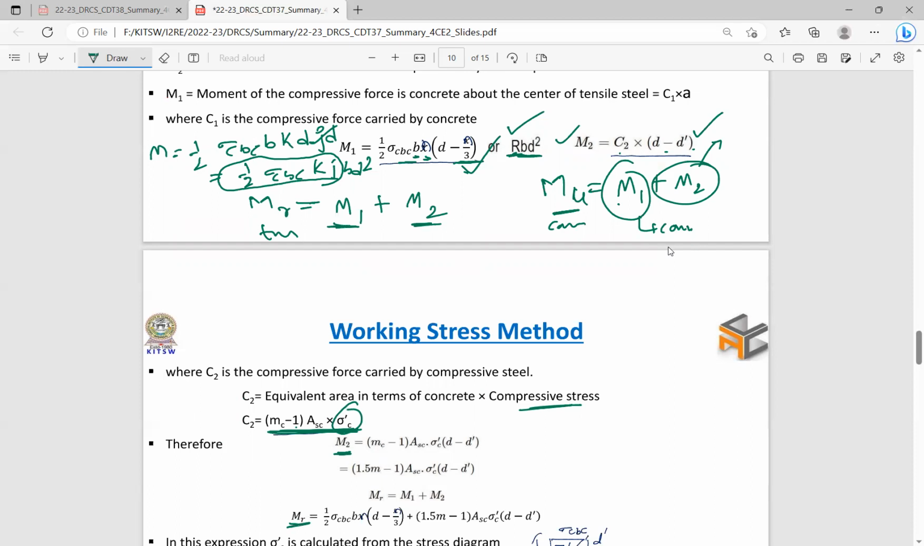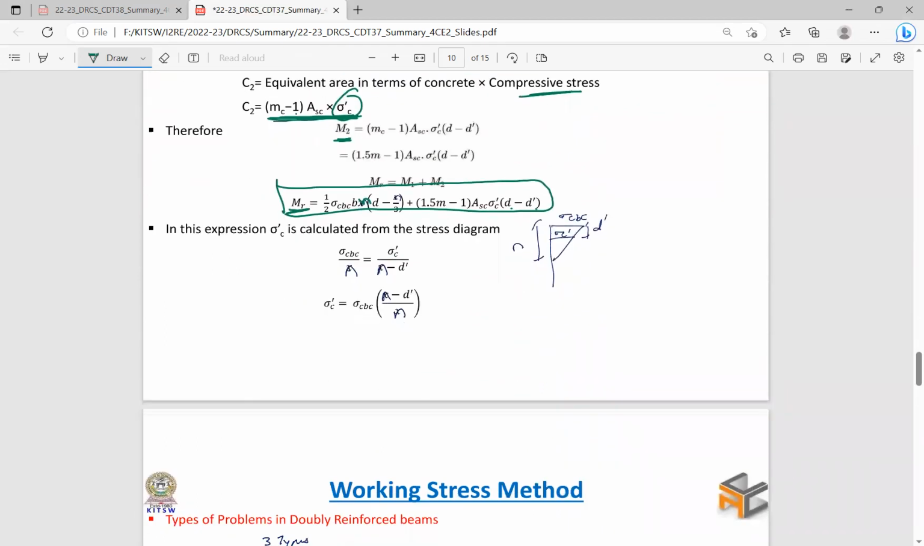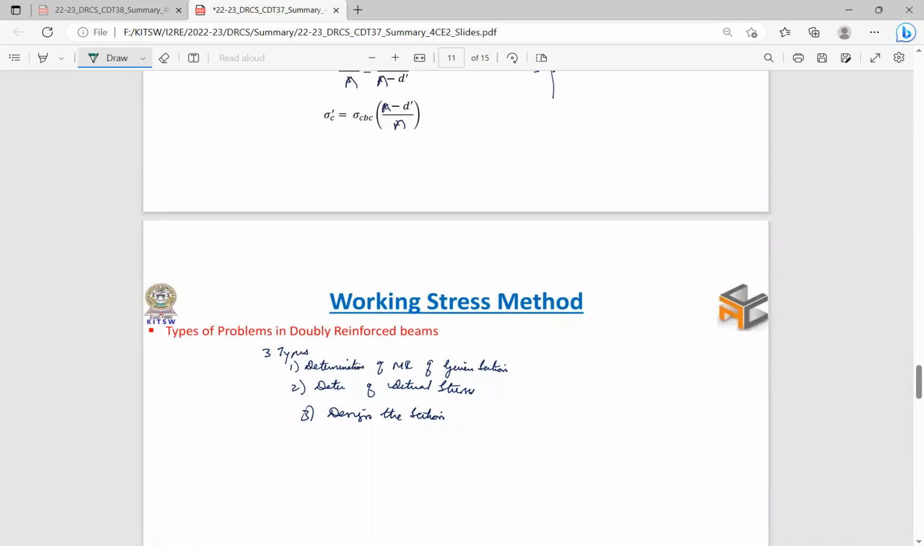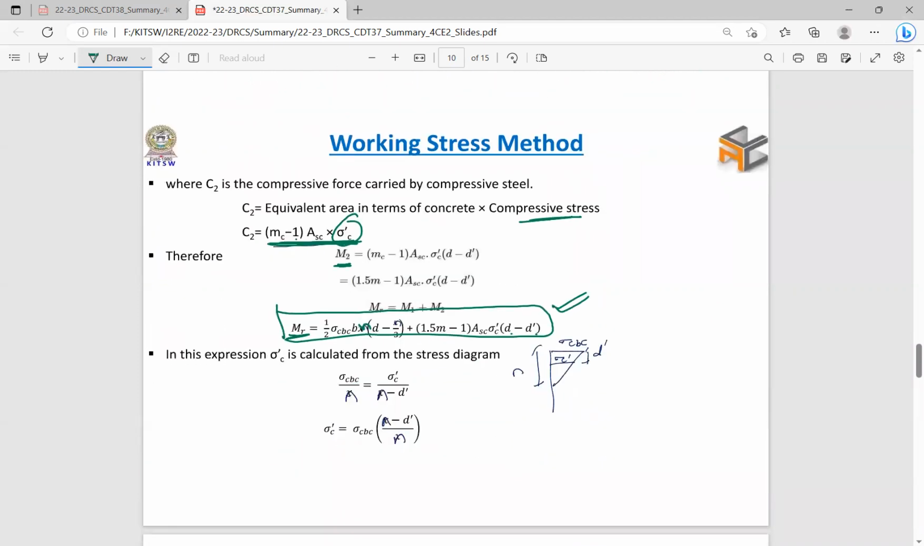Right. So the moment of resistance due to compression will be equal to half into sigma cbc into b into x into d minus x, where x or n is the neutral axis depth, that is b into n into d minus n by 3, plus 1.5 m minus 1 into Ac into sigma c dash into d minus d dash. Here, instead of mc we write 1.5 m. So this is the ultimate moment carrying capacity due to compression. Now you can also calculate using tension; from the tension also you can calculate directly. So this is how we calculate the ultimate moment carrying capacity in a doubly reinforced beam.